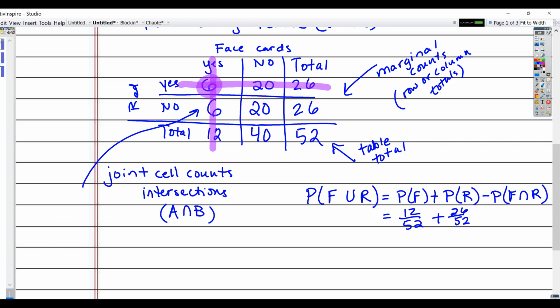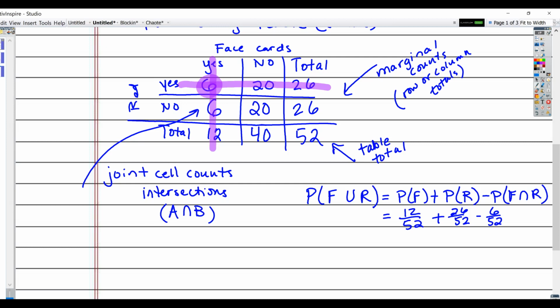But guess what? Those 6 cards are physically only in the deck once, right? So you can't count them twice because it misrepresents the probability of selecting them. So I have to subtract out this 6 like this.